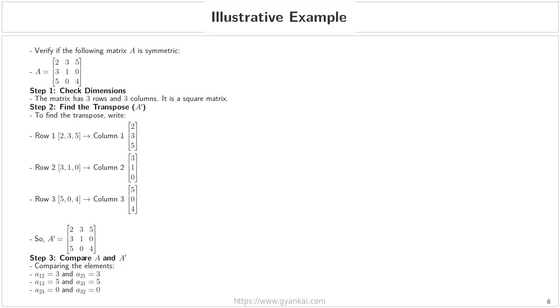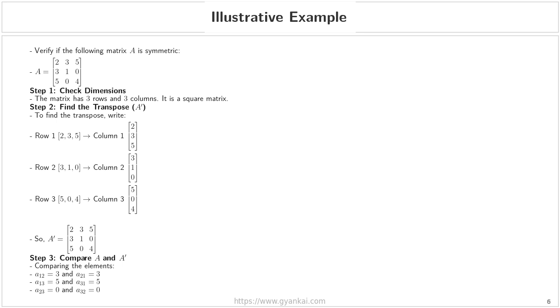Step 3 involves a detailed comparison of the elements to ensure they are mirrored across the main diagonal. We check the element in the first row, second column, which is 3, and see that it matches the element in the second row, first column, which is also 3.